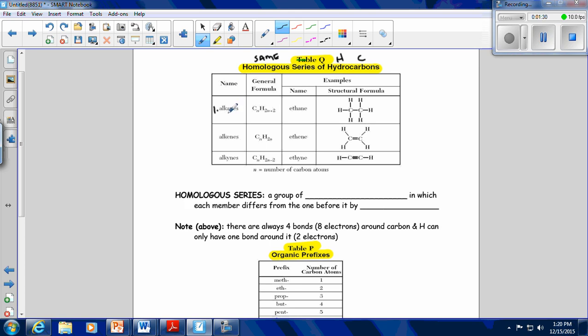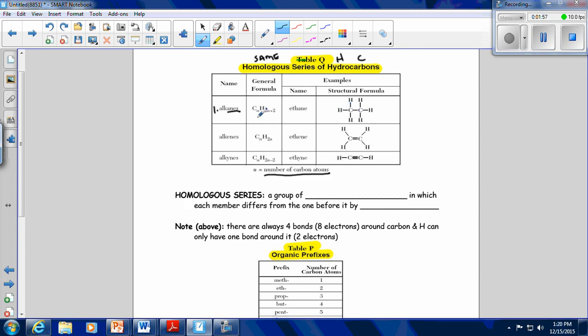Alkanes, A-N-E-S is what we finish with here. Its general formula is CnH2n plus 2. Now the N represents the number of carbon atoms that are present. For example, if we're looking at ethane, you can see that we have 2 carbon atoms and 1, 2, 3, 4, 5, 6 hydrogen atoms.